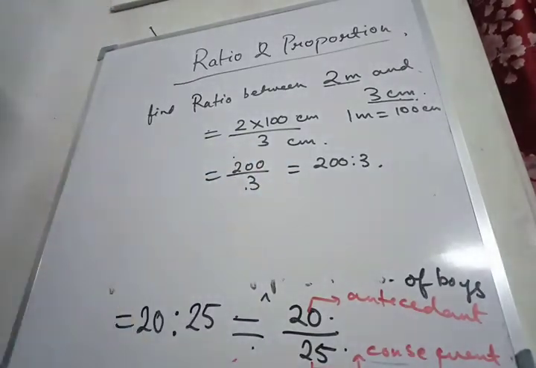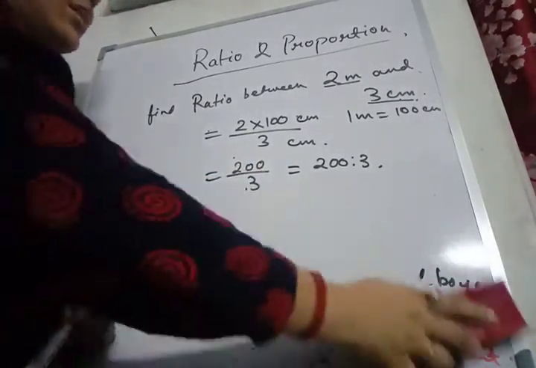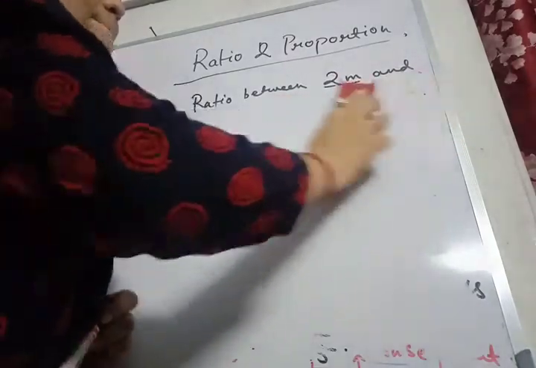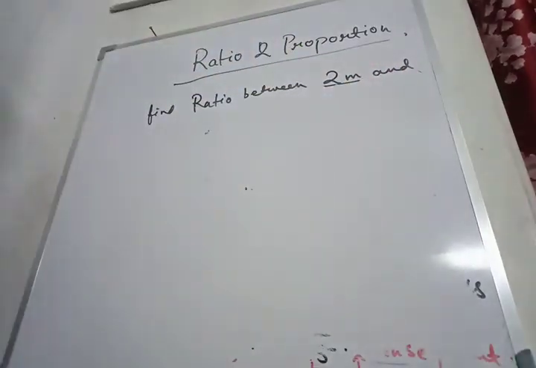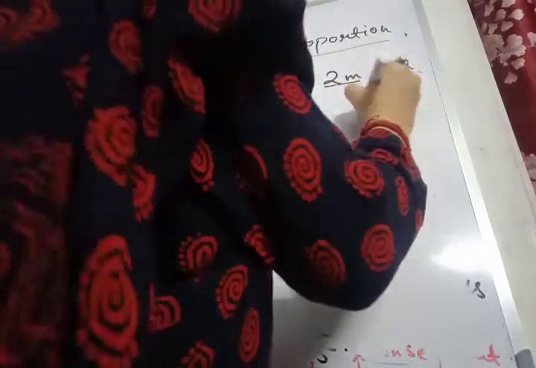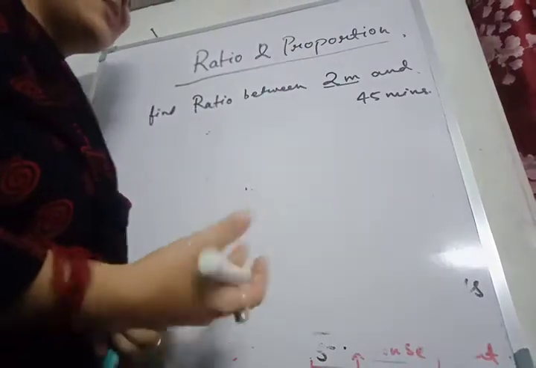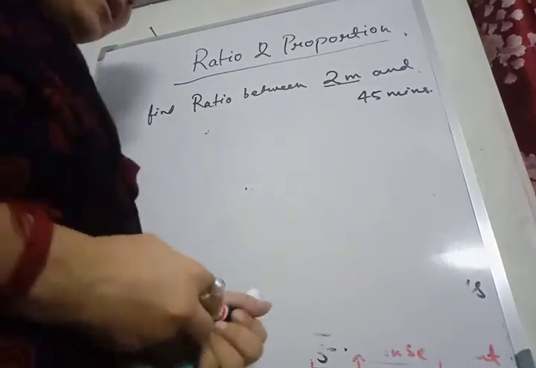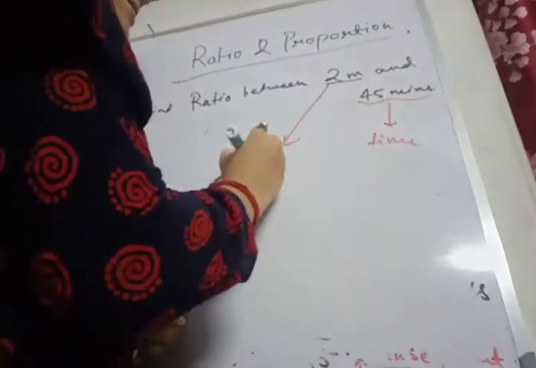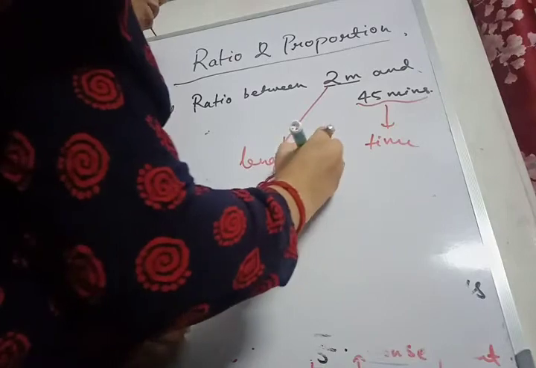But if I tell you to find the ratio between 2 meter and 45 minutes, is it possible? It is not possible. Why? Because 45 minutes represents time, and 2 meter represents length or distance.